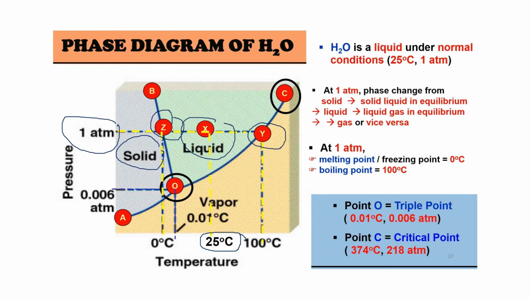At 1 atm also we can see the water melts at 0 degrees Celsius and water boils at 100 degrees Celsius. There are 2 points we can see here, point O and point C. Point O is the triple point at 0.01 degrees Celsius with a pressure of 0.006 atm, while point C is the critical point at 374 degrees Celsius with a pressure of 218 atm.